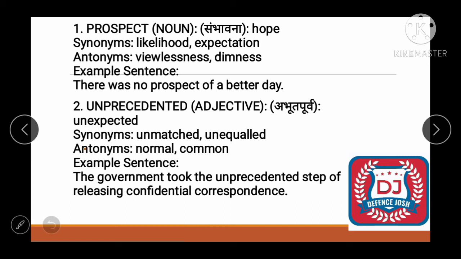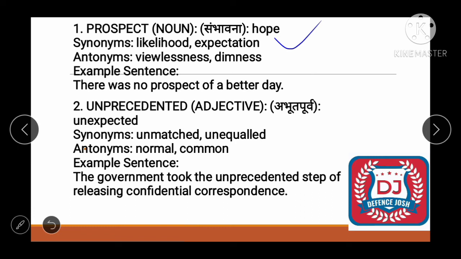So, what is this? It is the possibility that this college contain this. Okay, the fees structure is this. All right. So, prospect we simply can say possibility and hope. Okay, so synonym would be likelihood and expectation. Okay, our college expectation are these. All right. So antonym would be viewlessness. कोई view ही नहीं है, ठीक है, कोई prospect ही नहीं है.